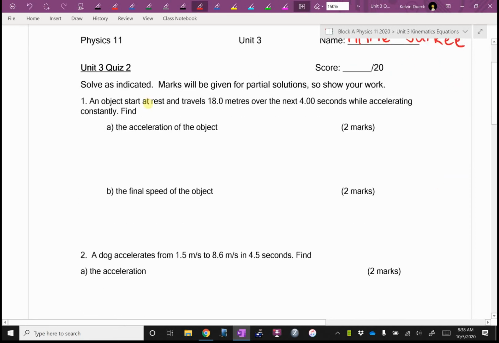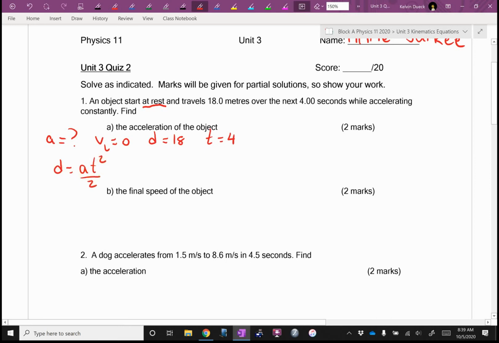Object starts at rest. Okay, I'll remember that. Travels 18 meters for 4 seconds while accelerating constantly. So it looks like part A wants me to find A. I would go A equals question mark. I'll make a little note: VI equals 0, D equals 18, T equals 4. Looks like I'm going to use D equals AT squared over 2.